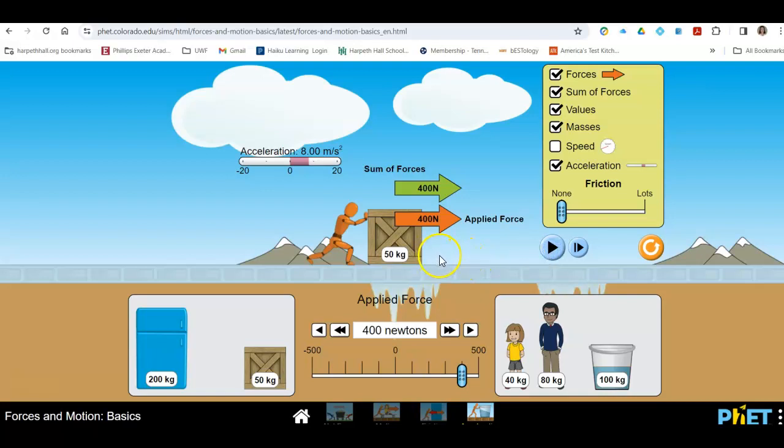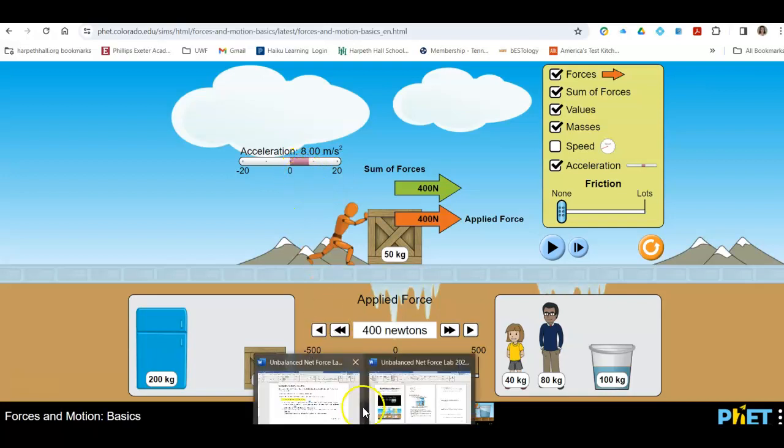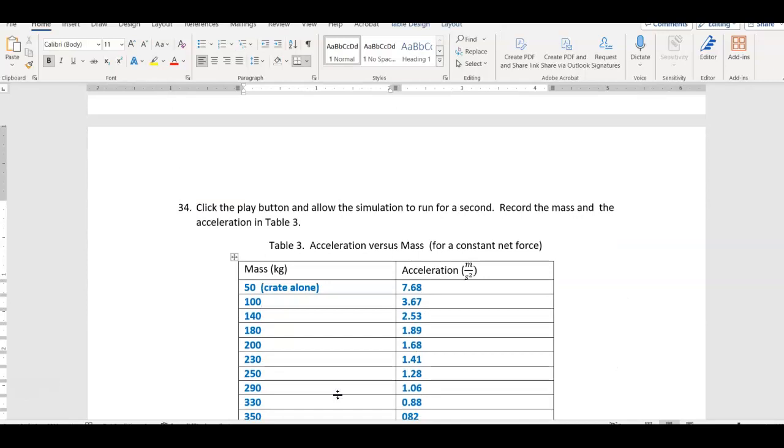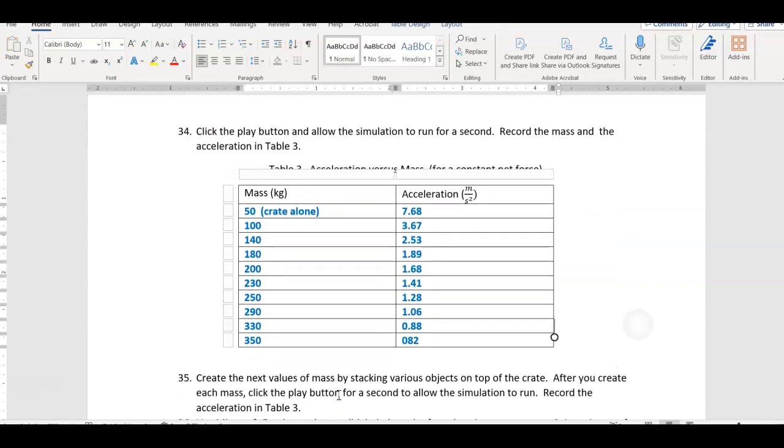So the reason that we set the friction equal to none is because when there is no friction, the applied force and the sum of forces are the same. So the net force is equal to whatever force the orange man is applying. Okay, so for this 400 newtons of applied force on the 50 kilogram crate, the acceleration is 8 meters per second squared. And so I'm going to go to table 3, here at step 34, and I record the 50 kilogram mass and the acceleration.